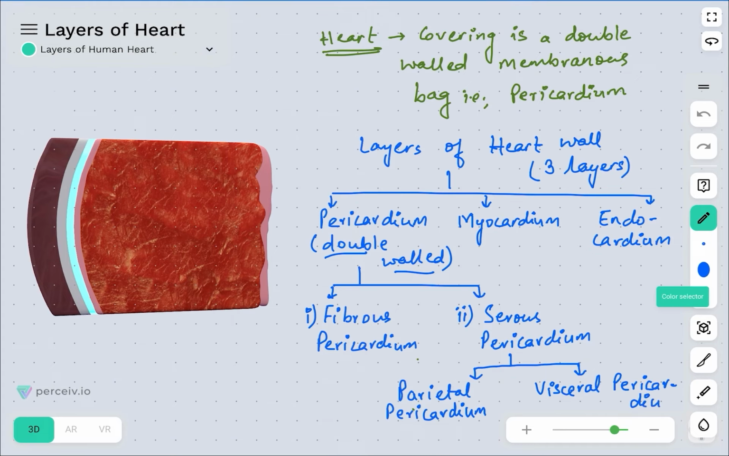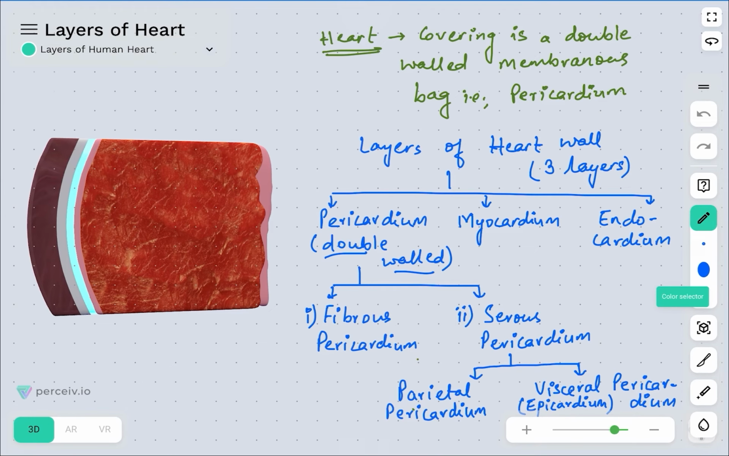Visceral pericardium. All right. And this visceral pericardium is also called as epicardium, which is the outer protective layer. So we have seen that there are three layers of the heart wall: pericardium, myocardium and endocardium. And pericardium is called double walled because it is made of a fibrous pericardium and a serous pericardium.